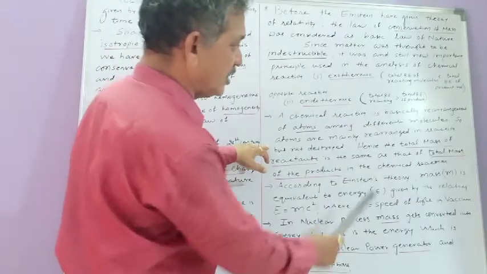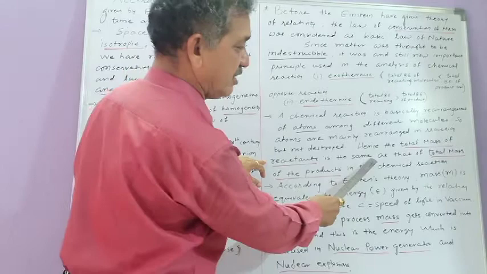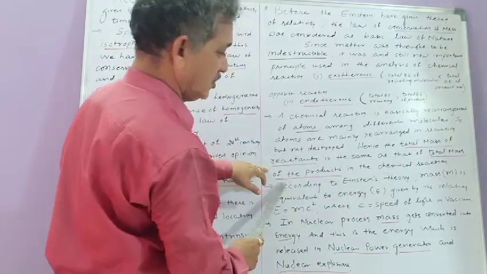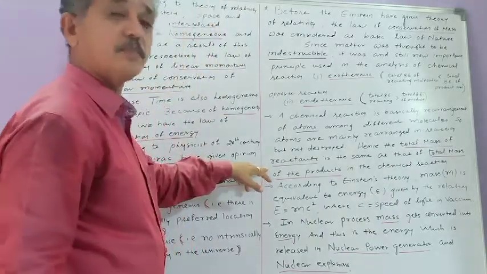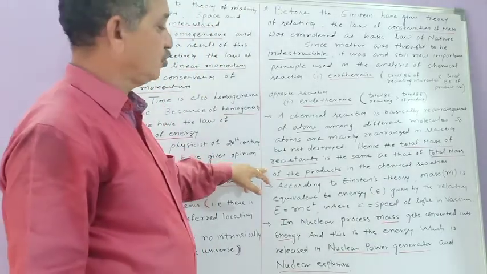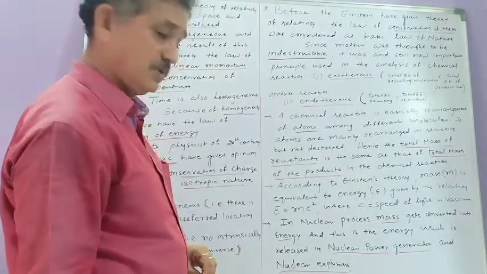And as they are not destroyed, hence the total mass of the reactants is the same as that of the total mass of the products in the chemical reactions. And thus the law of conservation of mass is going to be held in any chemical reactions.